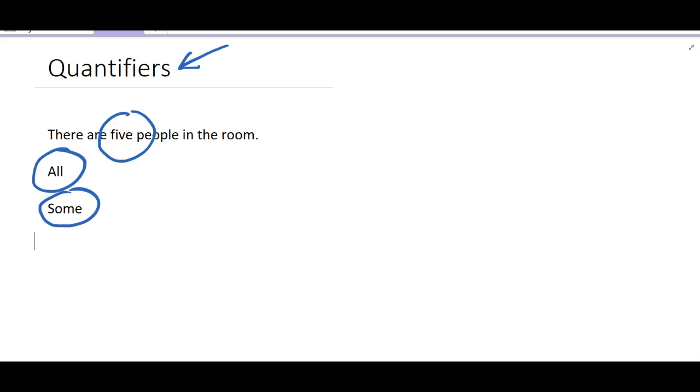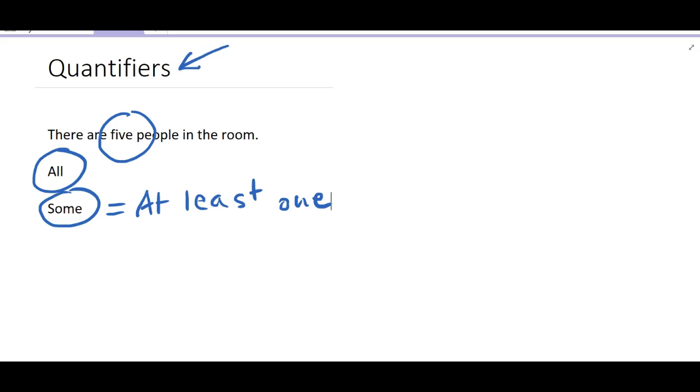Similarly, some in logic means at least one. So you have to take it a little bit in a minimalistic sense. In ordinary parlance, some tends to mean something like a few. Not all, not many perhaps, but a few. But in logic it's taken in a more basic sense, in the sense of at least one.